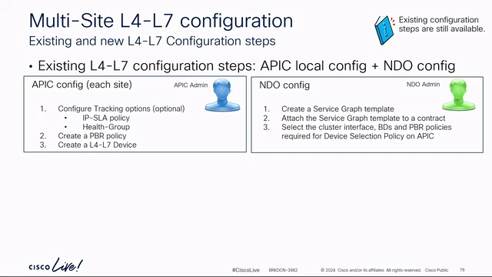So the NDO admin is going to create a service graph template attached to the contract. And as part of this, NDO is going to ask which BD we want to use, and which device that is already defined on APIC should be used.